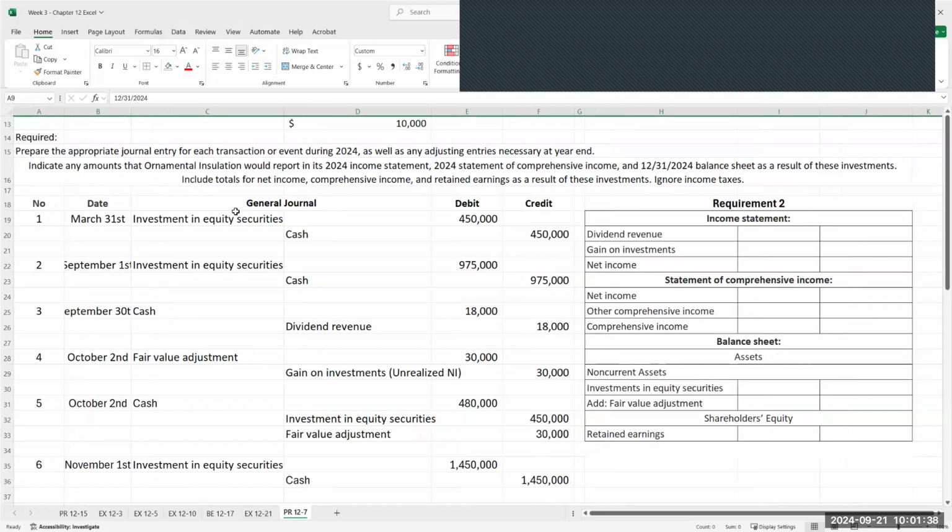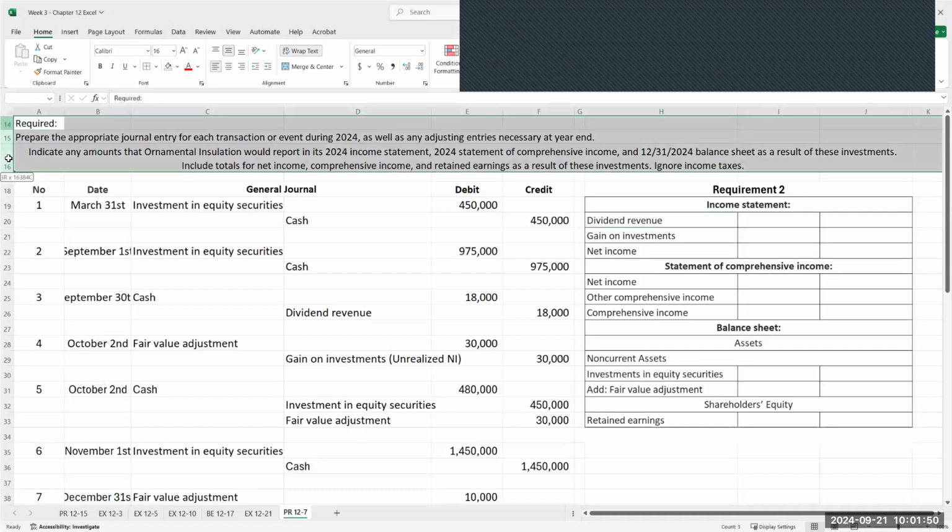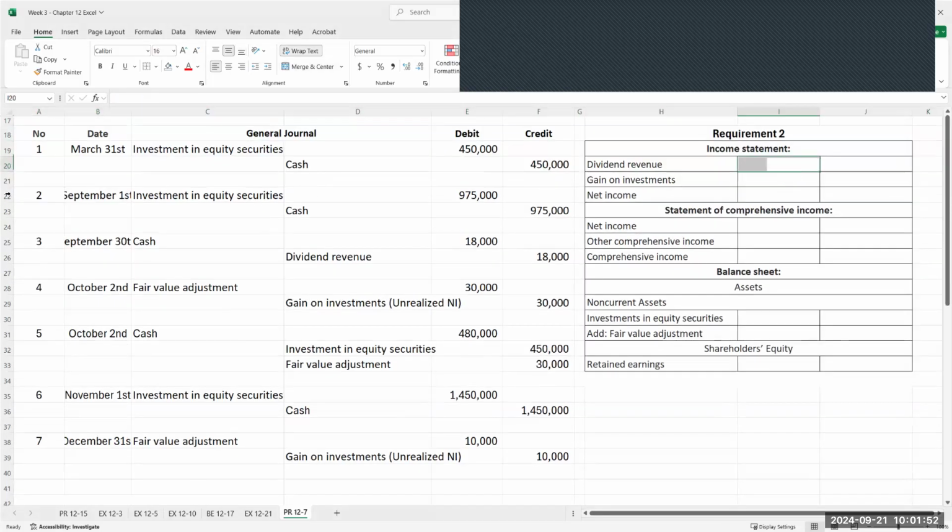So we have the income statement, we have the statement of other comprehensive income, and then we also have the balance sheet. So it's asking us to report what would be reflected in these amounts. So how do we determine these amounts? So we look to see the amounts. And here we see that we need to, again, factor in, hey, what is the balance going to be in these accounts?